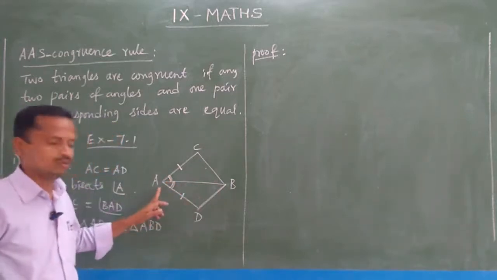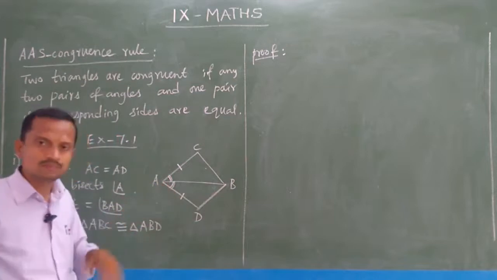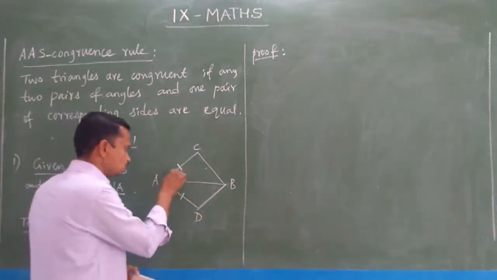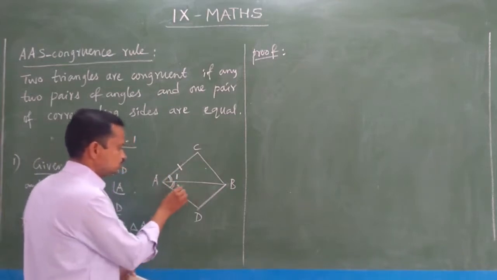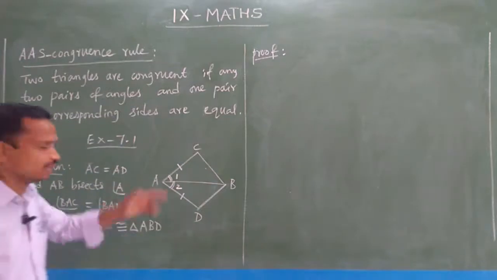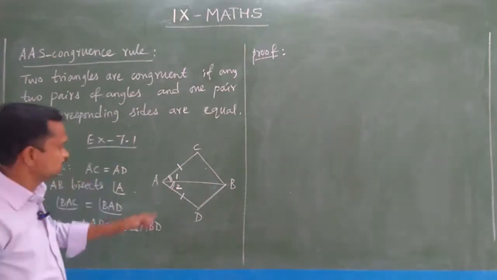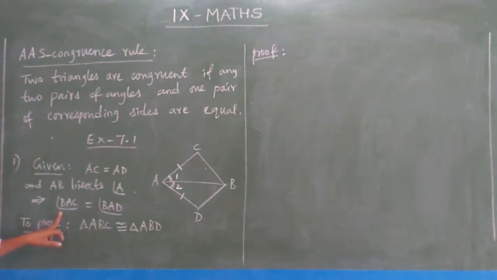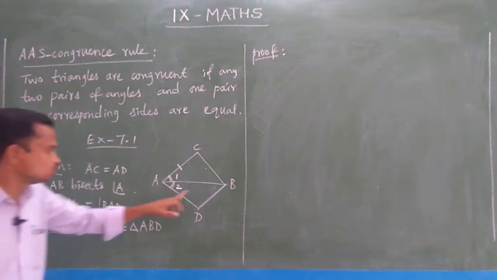AB bisects angle A means these two angles are equal. For example, we can name them angle 1 and angle 2. For our understanding, we can write like that: angle 1 and angle 2 are equal. Otherwise, we can say angle 1 means BAC. You look here, I have written BAC, that is angle 1, and BAD, that is angle 2.